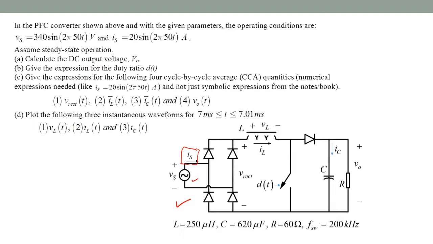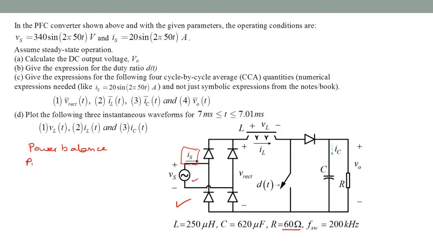Okay, so we'll start with part A, which is to calculate the output voltage, which is actually fairly simple because we are going to use power balance. Once the input voltage and input current are given, it's easy to calculate the power drawn from the grid, and using power balance, there is the power at the output as well, and knowing the output resistance is 60 ohms, we can calculate the output voltage.